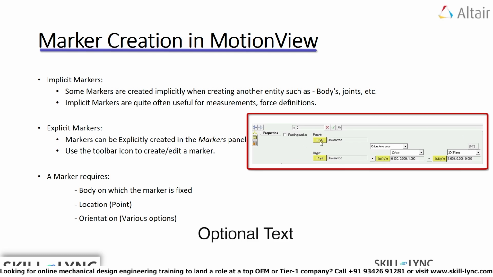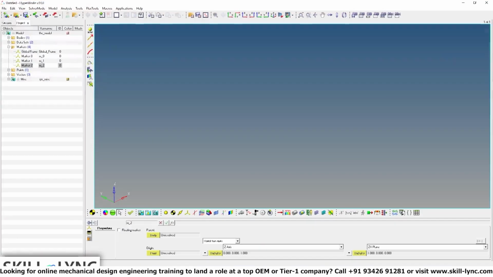So it requires a body on which the marker is fixed, the location for the marker, and also the orientation. So these three are the key points which are required when you create a marker. So if I go to the graphical user interface, this is what I see. So I created here 3 markers.